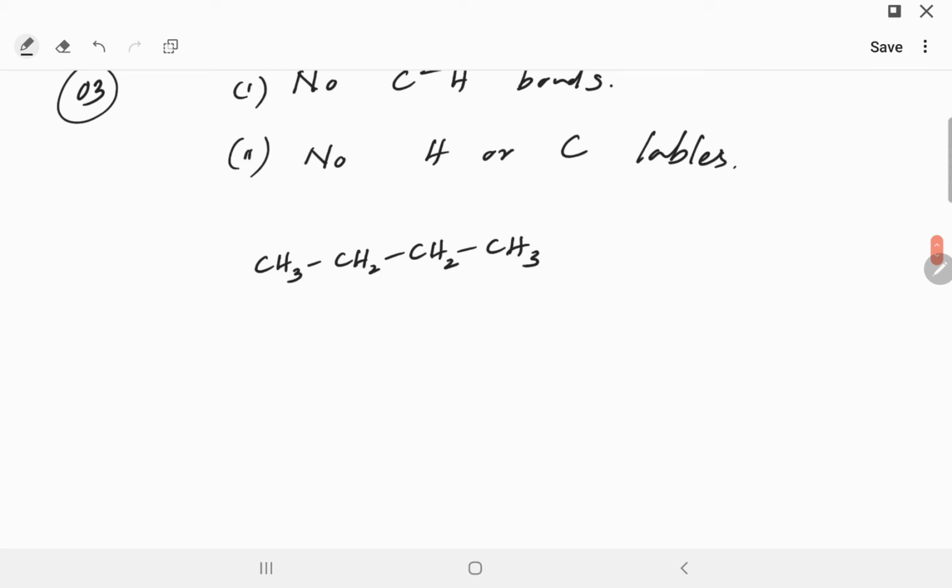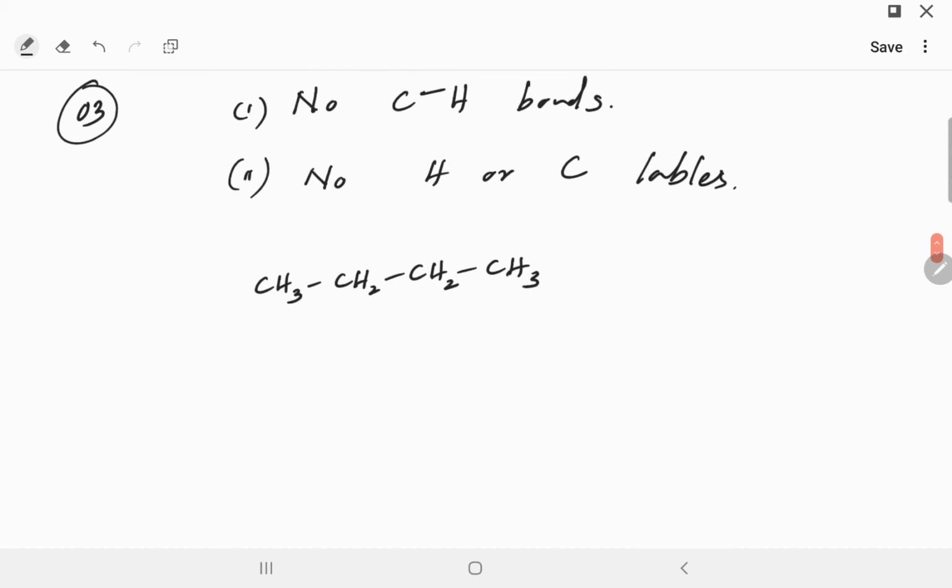And when you are writing skeletal structures, all you need is the carbon-carbon bonds, right? So basically you are removing all the carbon-hydrogen labels. What you have is CH3, CH2, CH2, CH3, and then you remove all the carbon-hydrogen labels. So all you are left with is the carbon-carbon bonds.